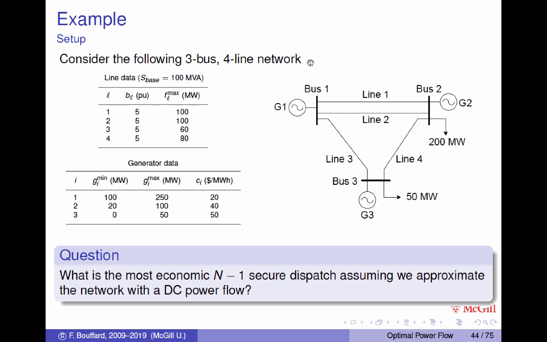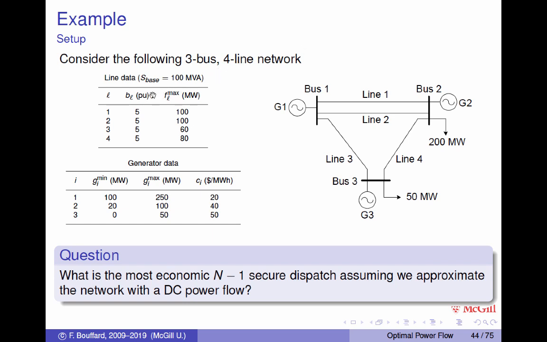Welcome back. In the third and final portion of the lecture, we will look at the application of the relaxation approach to the solution of a simple security constrained optimal power flow problem. So here we're going to have to optimize the generation pattern of three generators, G1, G2, and G3, over a 3-bus 4-line transmission network.